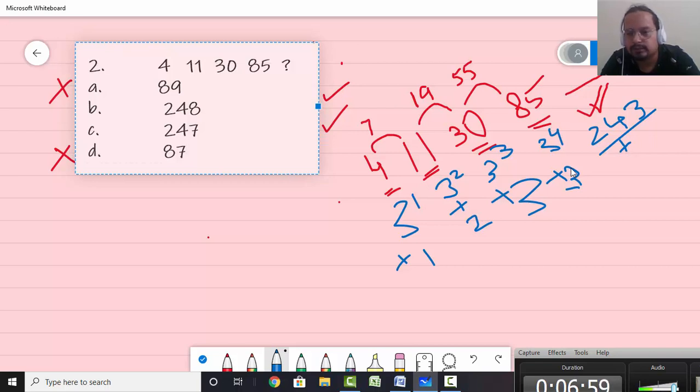Sorry, this was plus 4. Just a second. So this one is 3 to the power 4 plus 4. So the power is getting added: 3 to the power 4 plus 4, 3 to the power 3 plus 3. So, 3 to the power 5 plus 5, right? So the value becomes 248.